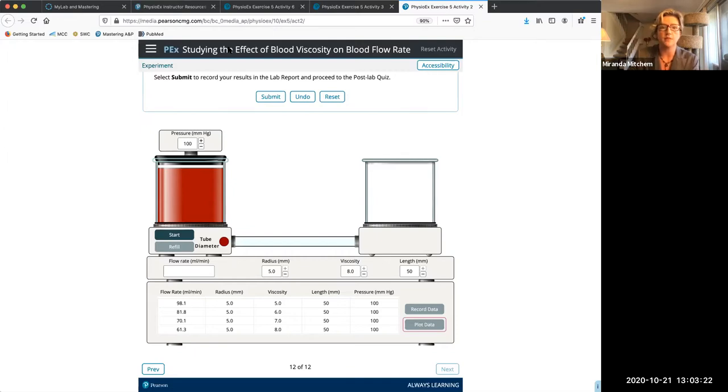Okay. So that is the effect of blood viscosity on flow rate. It slows it down. All right, let me switch to our next one. Get rid of that. We're going to do activity 3 now in exercise 5.